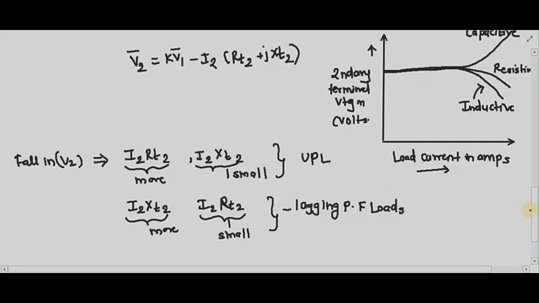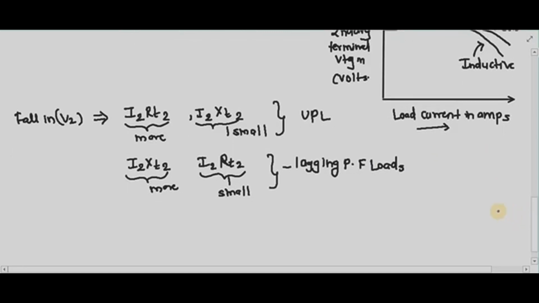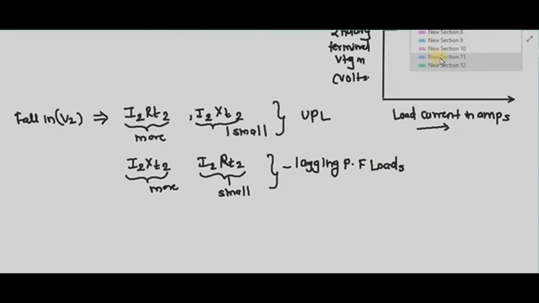Then when power factor is leading, the secondary terminal voltage actually rises on the load. And how it is rising, let us see it with the phasor diagram. So first of all, I will draw the phasor diagram for unity power factor load. Then I will draw the phasor diagram for lagging power factor load. Then we will come to know how your secondary terminal voltage is falling down or rising up. So what is the reference vector? Let us take V2 as a reference vector.